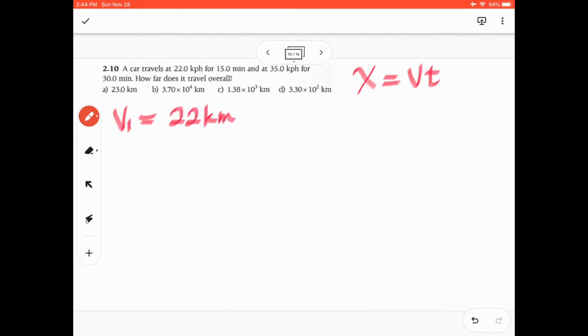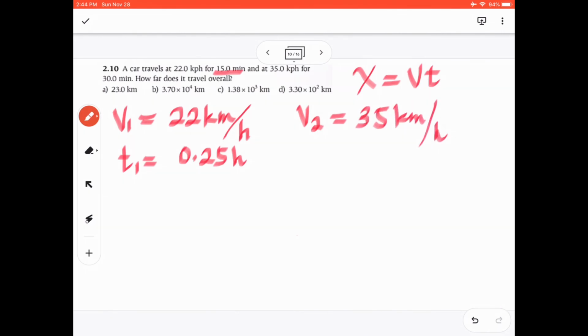It's in kilometers per hour, therefore our time, which is given in minutes, we have to change to hours. So t1, 15 minutes, is 0.25 hours. And then v2 is given at 35 kilometers per hour, and time 2 is equal to 30 minutes, which is 0.5 hours.